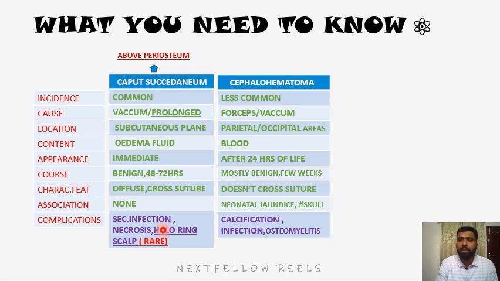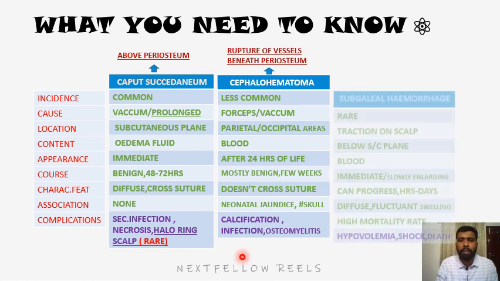It is associated with newborn jaundice and sometimes linear fractures of the skull, with complications being secondary infection, calcification, and rarely osteomyelitis. And it happens due to rupture of vessels beneath the periosteum.